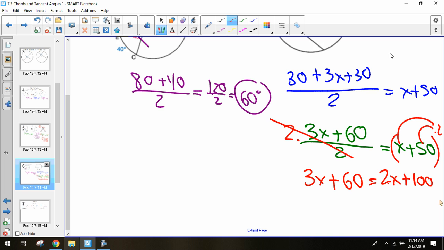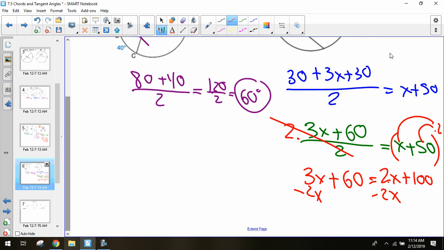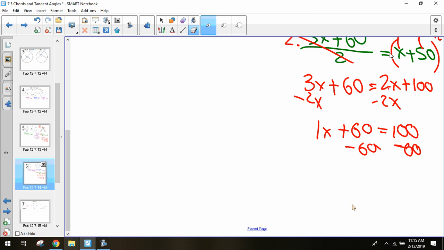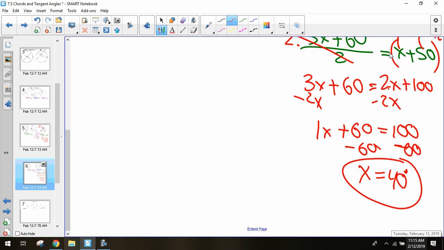And now, Morgan, what would you do? Subtract 2x to 3x. Now we can get those x's together. Combine them. So subtract 2x. So we have 3 minus 2x is just a single x, plus 60 equals 100. And then last step, we just need to get that x by itself. So inverse or constant. Subtract 60. And we get x or 1x equals 40. Very good.